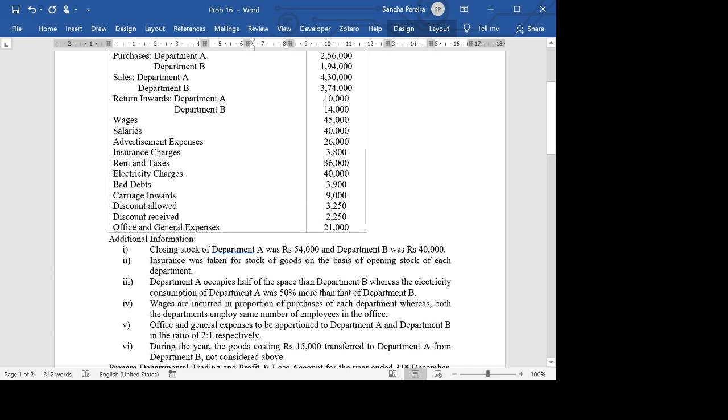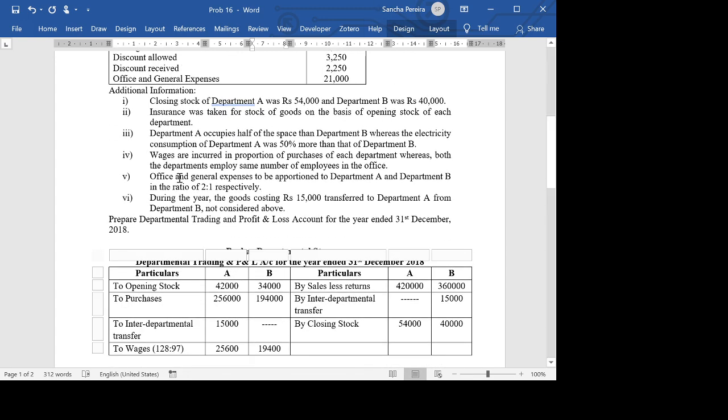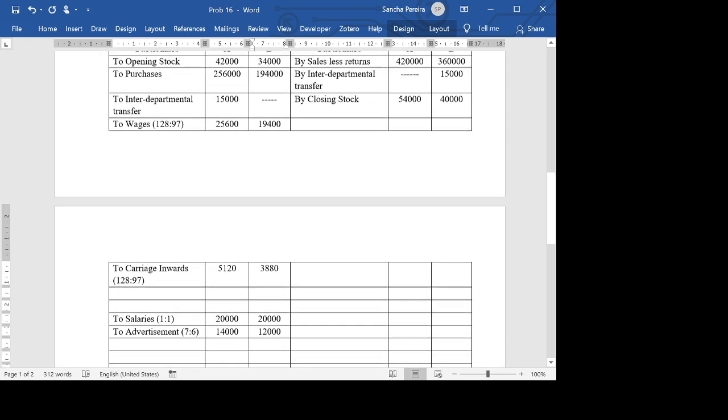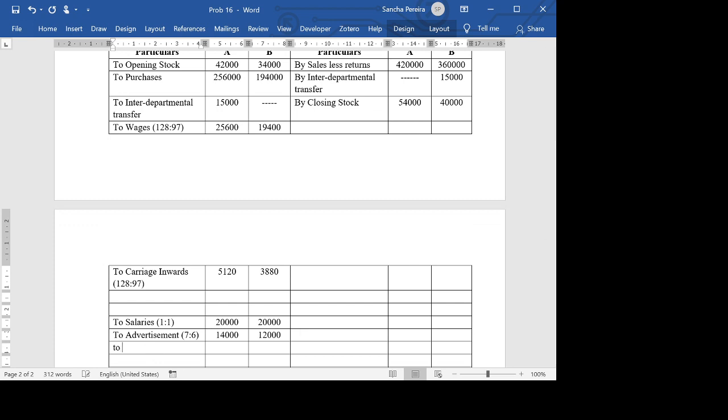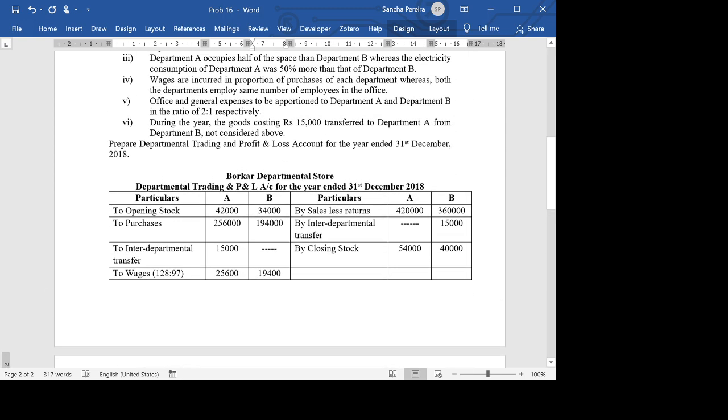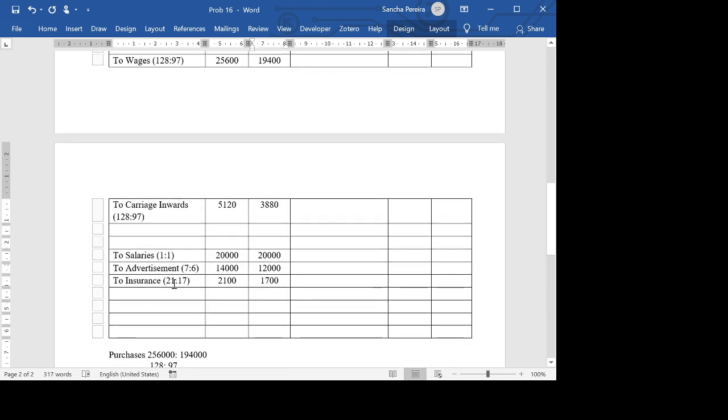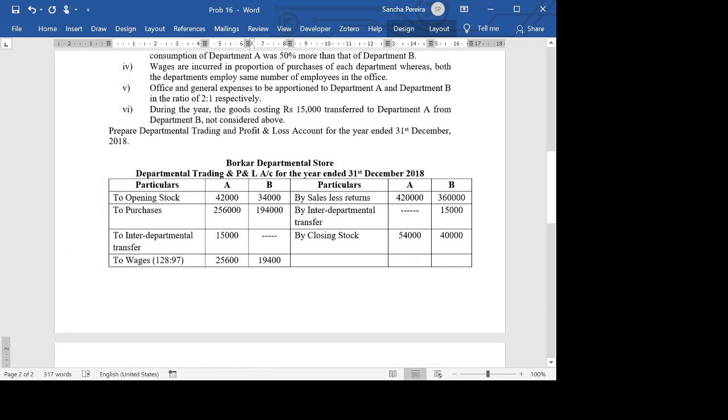Then we have insurance charges. Insurance charges have been told to us to be taken for stock of goods on the basis of opening stock. So that has to be done on the basis of opening stock. So to insurance, opening stock, if we check the ratio, it will be 21 is to 17. So 21 is to 17 will be 2,100 and 1,700. This I've taken based on opening stock. This ratio has come from opening stock, like it said in the adjustments.